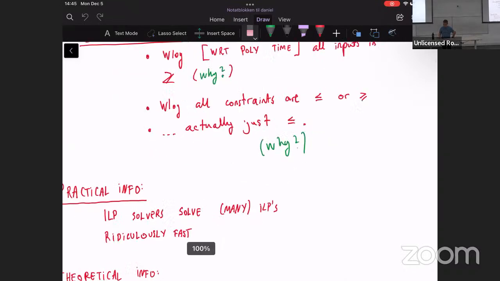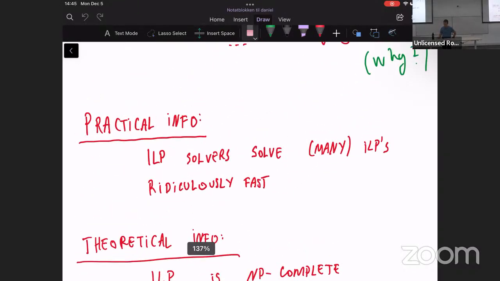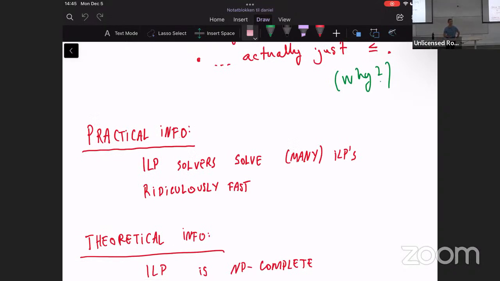So here is the thing that is practically relevant, or first thing. And this is that there exist solvers out there that are going to solve ILPs ridiculously fast. So in particular, if you have some optimization problem and you can phrase it as an ILP, then you can give it to a solver, and with very high probability that solver is going to come back to you with a good answer to your problem.